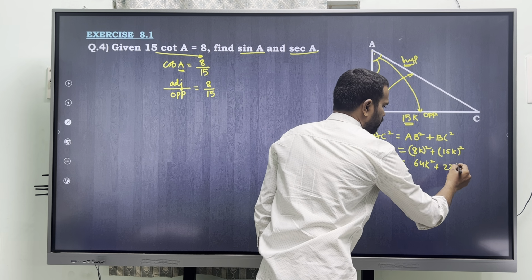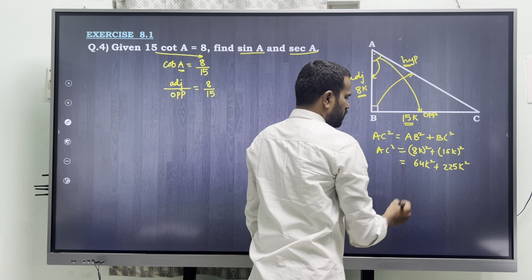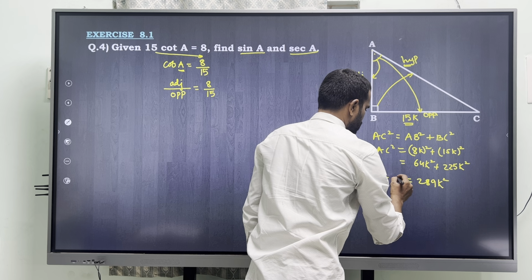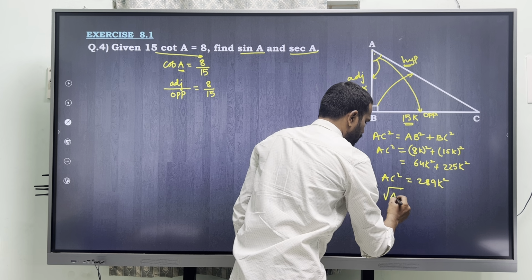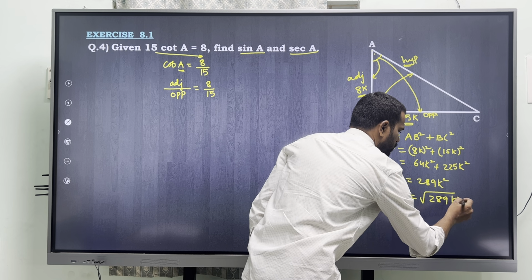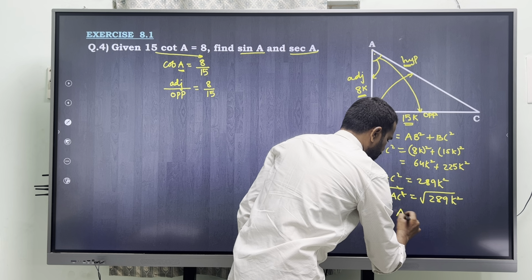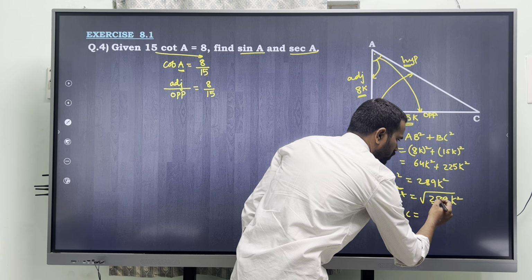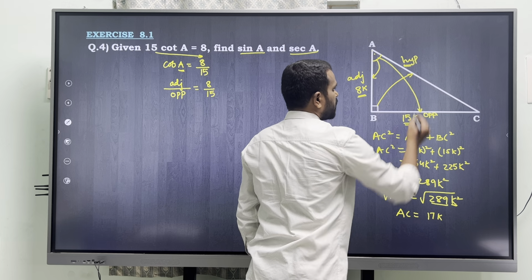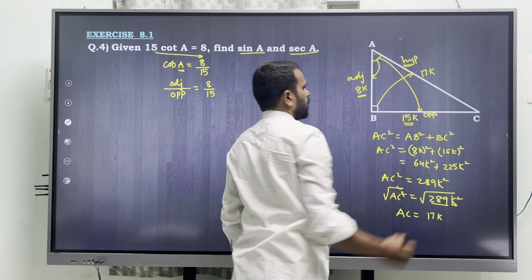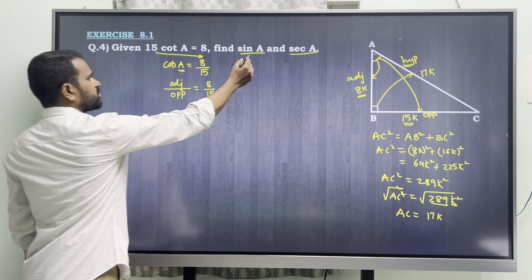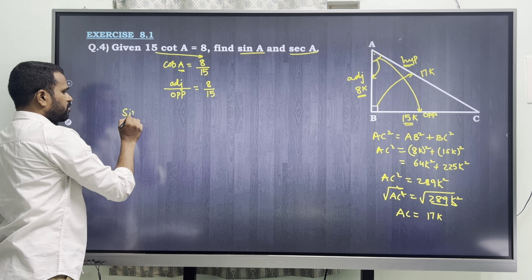8k square means 64k square. 15 15s are 225k square. This is 289k square. Understand? AC square. So taking square root on both sides, what will happen? AC becomes root of 289, which is 17, and root of k square is k. So this becomes 17k. Understand?